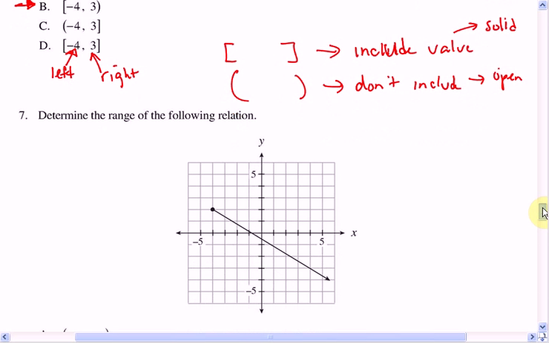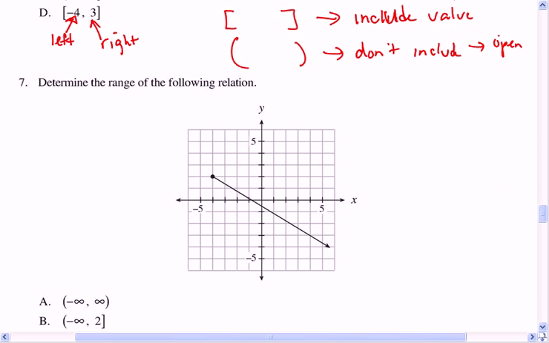Okay. You try 7 then. 7's the range, so very similar to domain, except range means all the possible, you guessed it, y values. And so if I'm starting to shade, I'm thinking, all the way here. And remember, this arrow means it goes on forever and ever and ever. So this goes down forever and ever and ever. Looks like the highest value is 3.